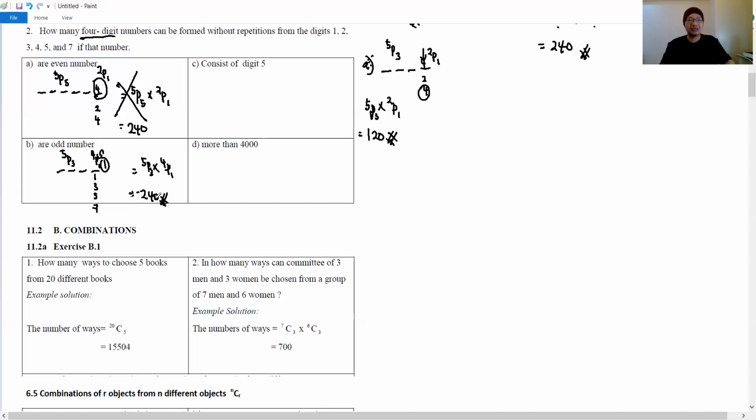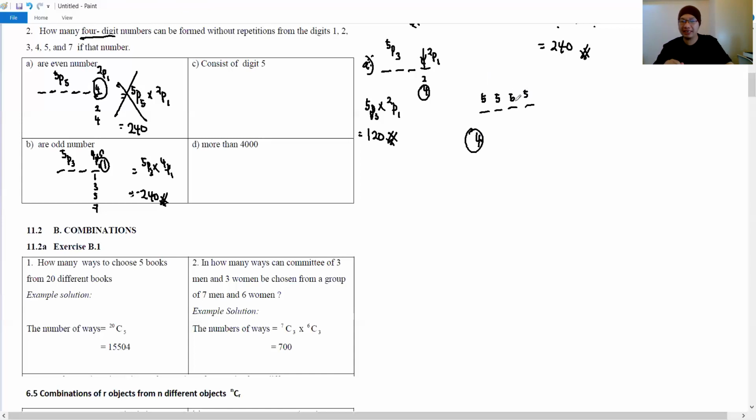Alright, settle. Now, how about C? Alright guys, for question C, it consists of digit 5. What does that mean? Before that, there are 4 places. Consists of digit 5 means there's only 1 digit 5 here. That means the 5 can appear here, and the 5 also can be put here, here, or here, right? So how many ways to sort the 5? We got 4 ways to sort 5.